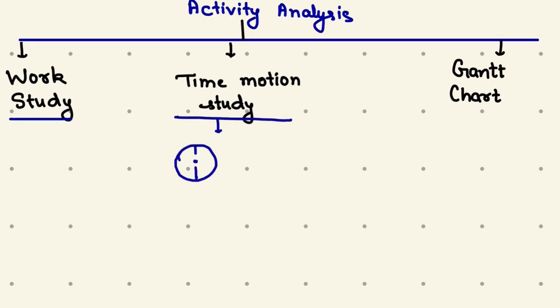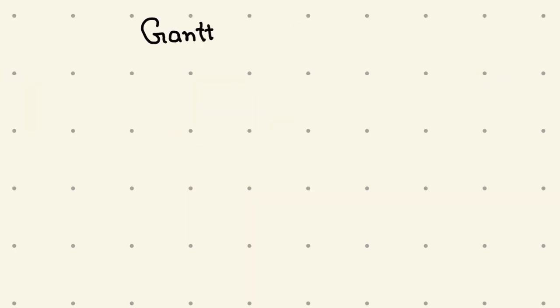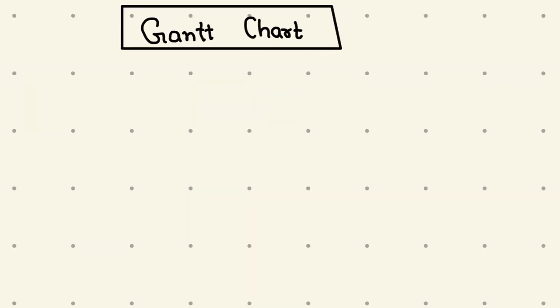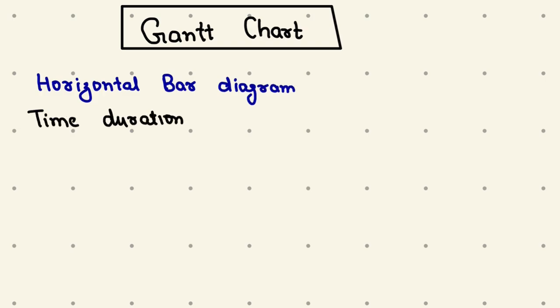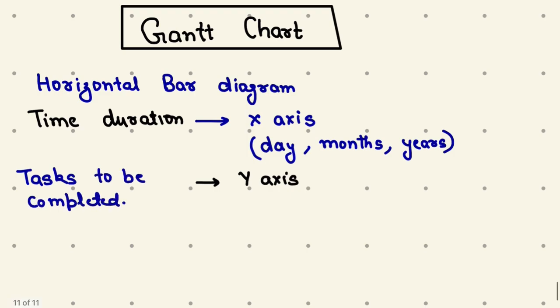Let's talk about time motion study, where we take a stopwatch. We look at the time taken to do the activities that are done by workers that are being analyzed. Now let's talk about a diagram which is the Gantt chart, which is a horizontal bar diagram which represents time duration in the x-axis, in days, months, or years, and in the y-axis it represents tasks that are to be completed.